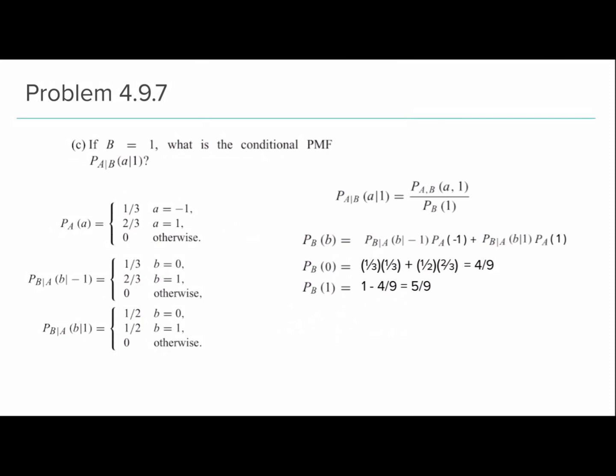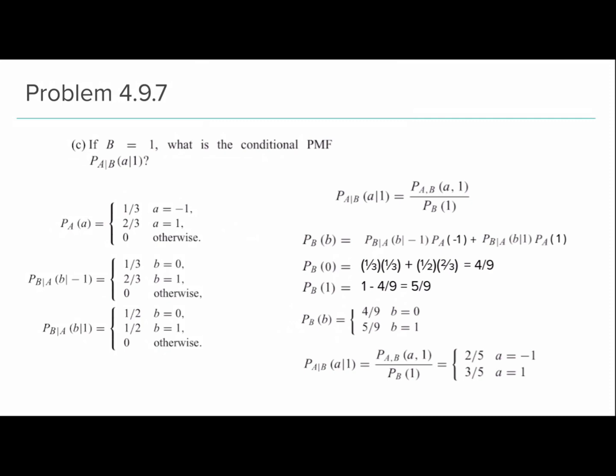And since there are only two possible values that the random variable B assumes, 0 and 1, the probability PB of 1 will be equal to 1 minus PB of 0, which is 1 minus 4 by 9, which is 5 by 9. So now that we have found PB as well, all that is left to find is P of A given B. So P of A given B equal to 1 is P of A comma 1 divided by PB of 1.